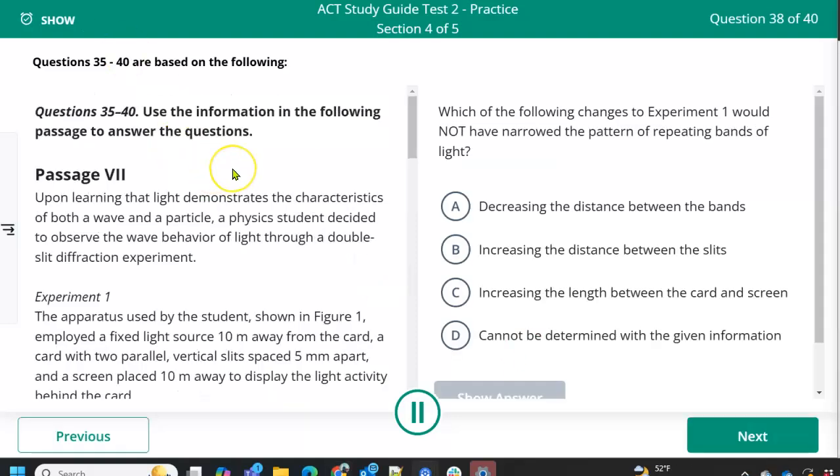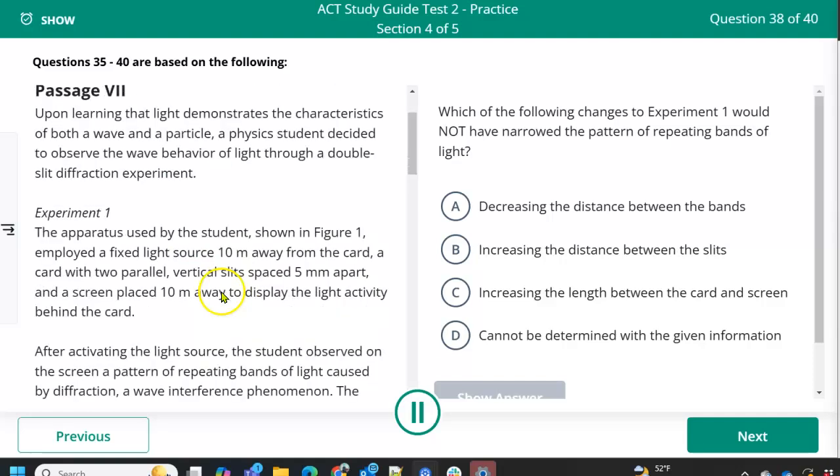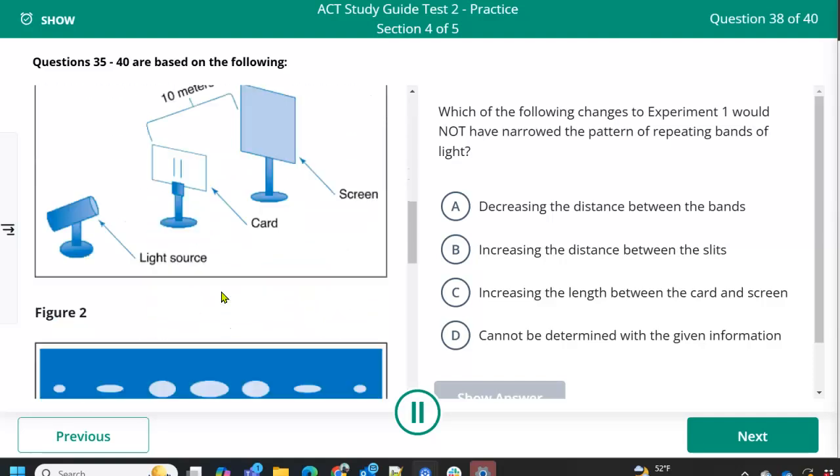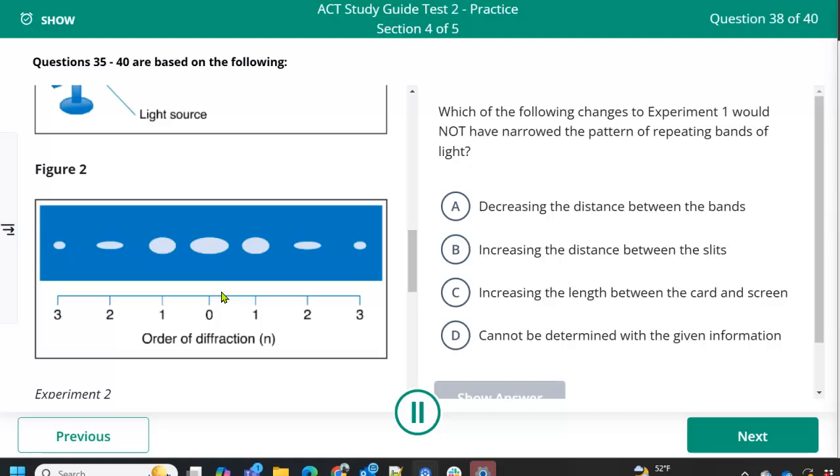Which of the following changes to experiment 1 would not have narrowed the pattern of repeating bands of light? Not have narrowed the pattern. All right, let's take a look at this.